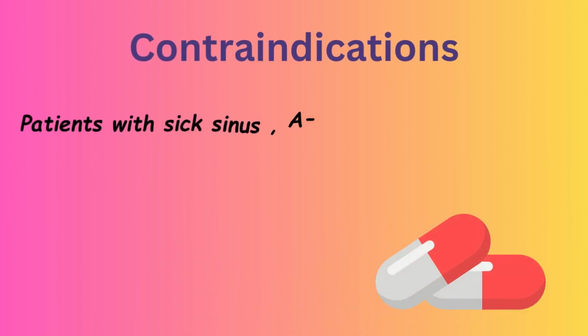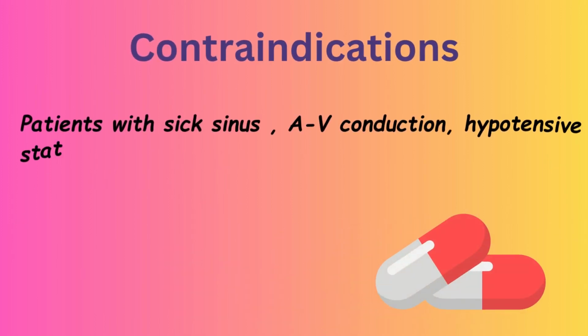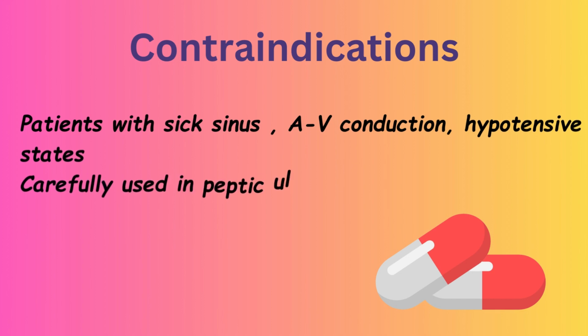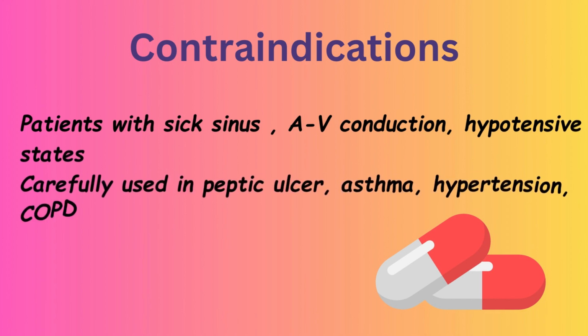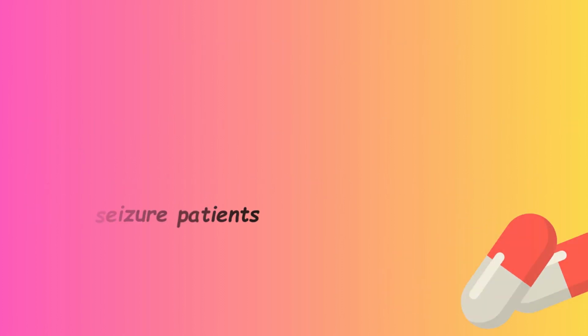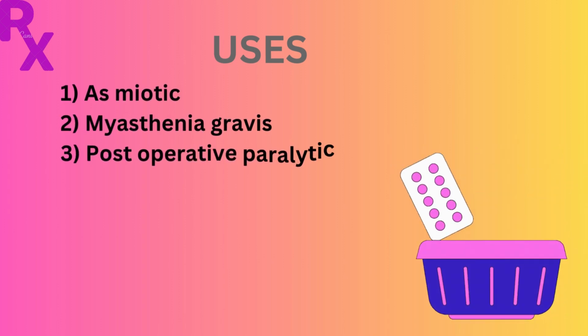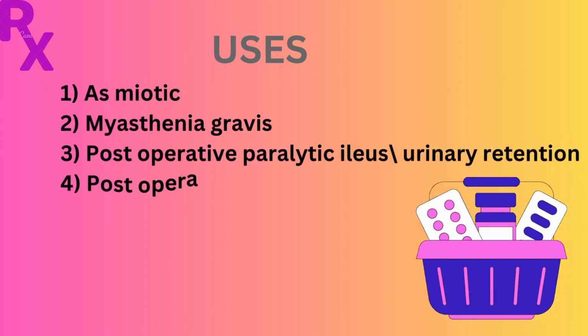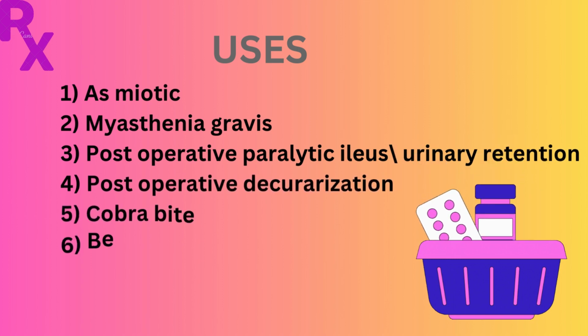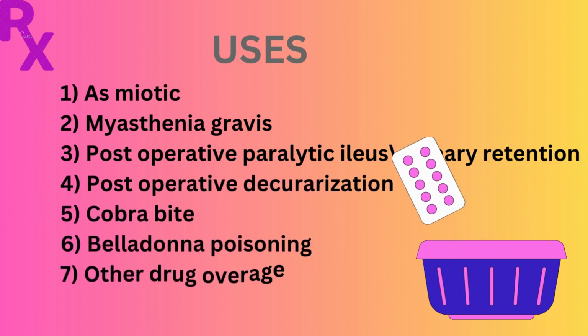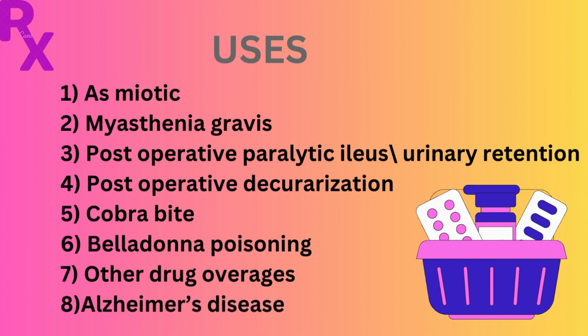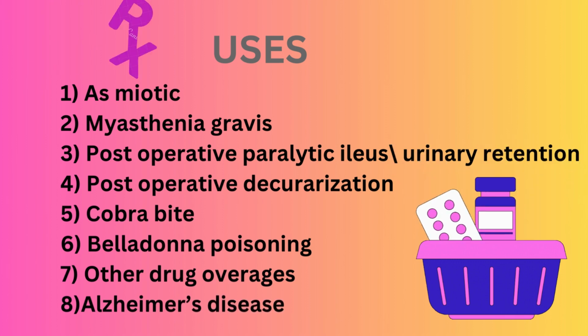Anticholinesterase is contraindicated in patients with sick sinus, AV conduction block, and hypotensive states. It is carefully used in patients with peptic ulcer, asthma, hypertension, COPD, and seizure. It is used as a miotic, in myasthenia gravis, post-operative paralytic ileus or urinary retention, post-operative decurarization, cobra bite, belladonna poisoning, other drug overdoses, and Alzheimer's disease.